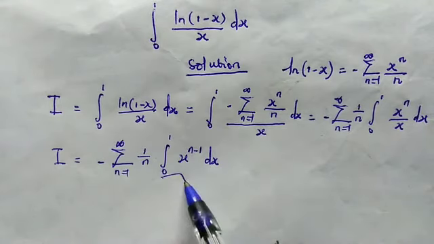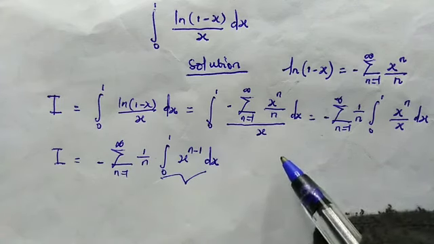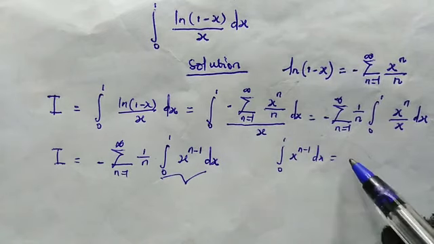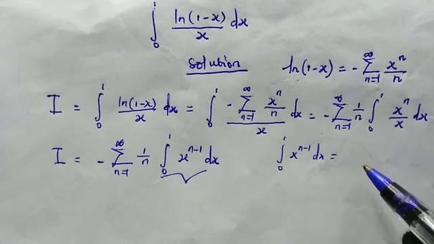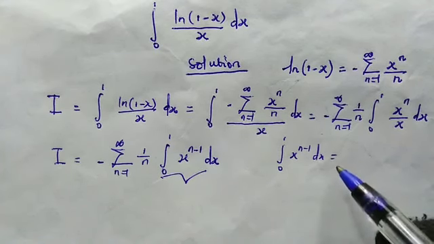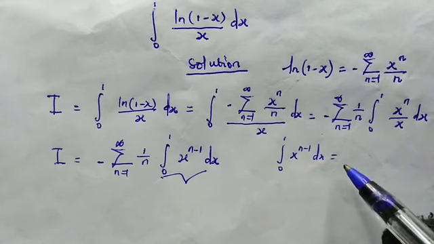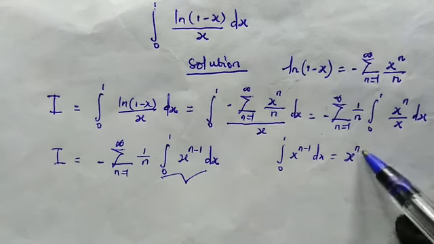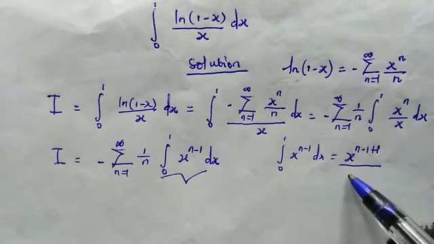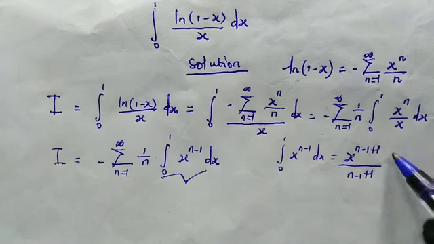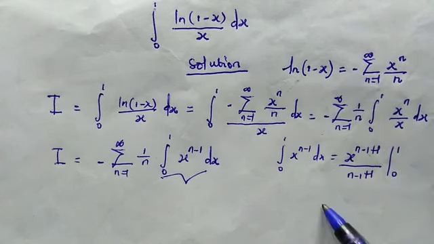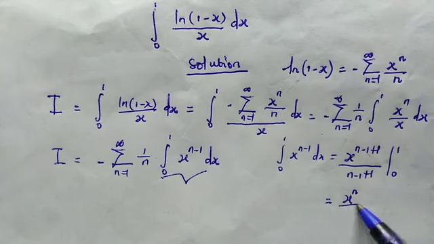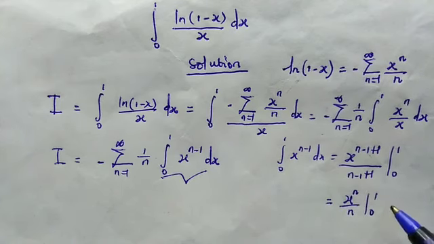Now let us evaluate this integral from here. So the integral from 0 to 1 of x raised to the power of n minus 1 dx, this is equal to, the power rule. So the integral of x raised to the power of n is actually x raised to the power of n plus 1 over n plus 1, right? So here we're going to have x raised to the power of n minus 1 plus 1 all over n minus 1 plus 1. From here we have the limit from 0 to 1. And from here this simplifies to x raised to the power of n all over n, limit from 0 to 1.